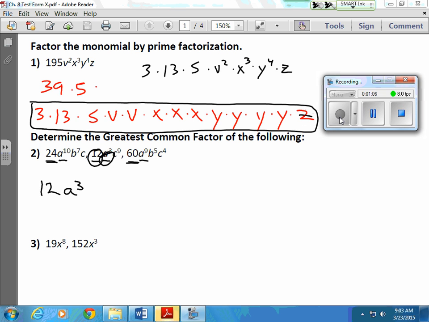Let's go to the B's. Do they all have a B? No, this one doesn't have a B. So I can't put B as a common factor. This is not common. They don't all have it. They all have a C, but the most I can take out of all of them is 1.